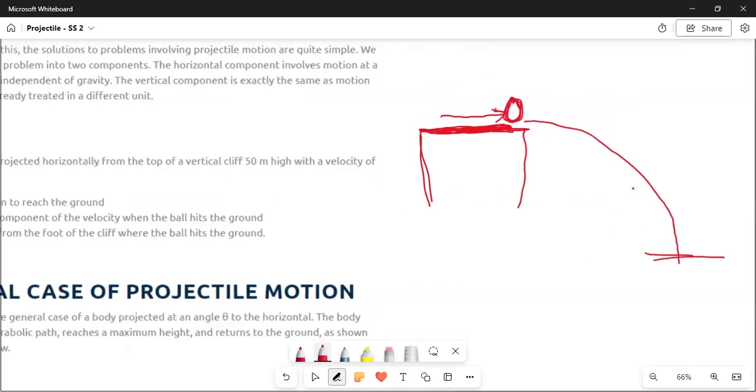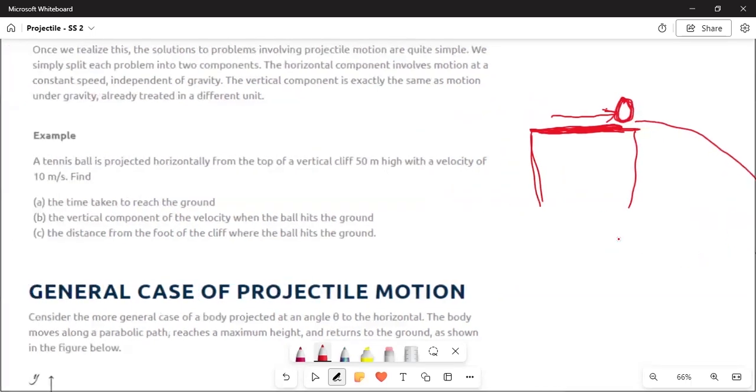Assuming there's no initial velocity of projection, let's assume this person just released the ball from a height. Then the ball will likely land at the foot of the cliff instead of traveling away from the foot of the cliff. So with that information, we can solve the question. Now it says calculate the time taken to reach the ground. The time taken to reach the ground is independent of the initial velocity of projection.